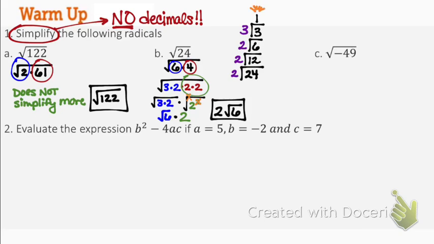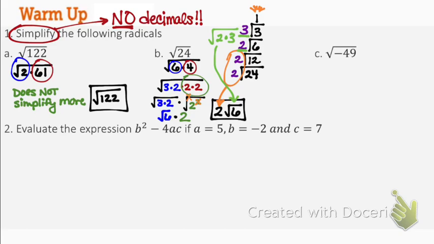Yay! And then you look for pairs of numbers. So we can take out a pair of 2s. That's my 2 on the outside. These don't have pairs. And so I would have to do 2 times 3 still under my radical, which is where this part comes from. So if you learned birthday cake last year, you can absolutely use birthday cake.